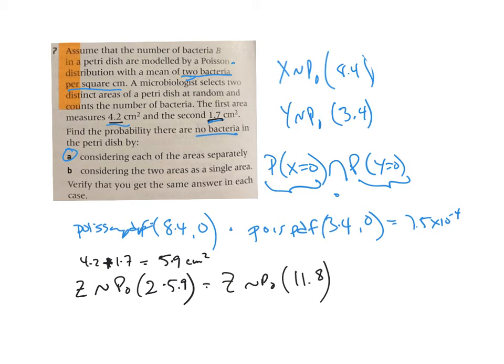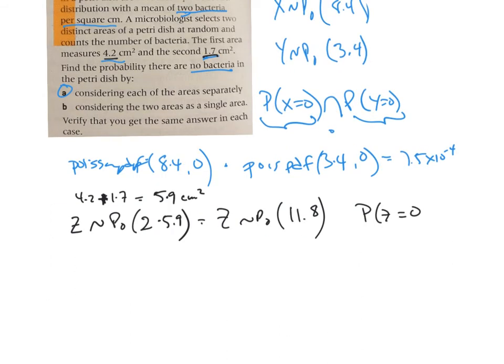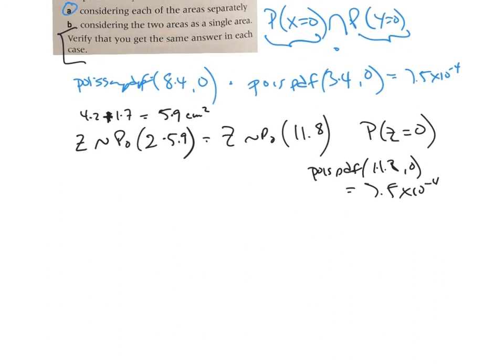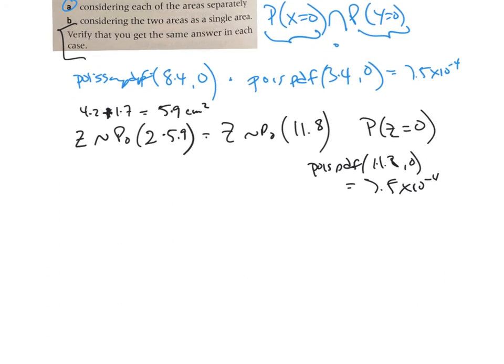So now when I want to find the probability that Z is equal to 0, well, that's going to be a Poisson PDF again in your calculator of 11.8, 0, and you get 7.5 times 10 to the minus 4. Okay, and so you just verify that you get the same, because what they're trying to show you is one of the things that's true about a Poisson variable.